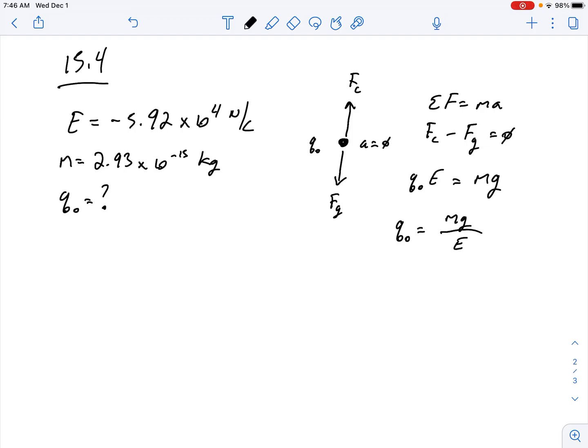mg over E. And when we plug in all those numbers, we end up with negative 4.85 times 10 to the minus 19 coulombs. That charge is negative, which means a whole bunch of extra electrons on it. Cool. That was part A. Part B.